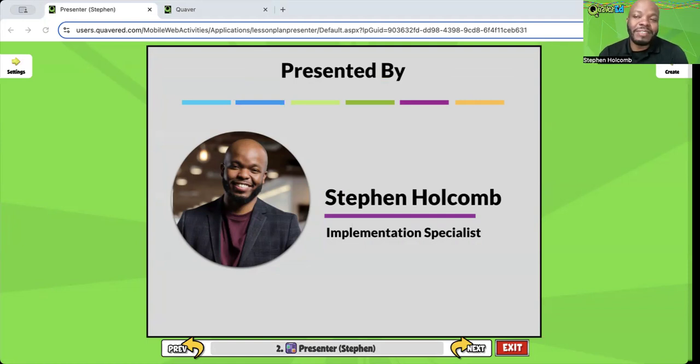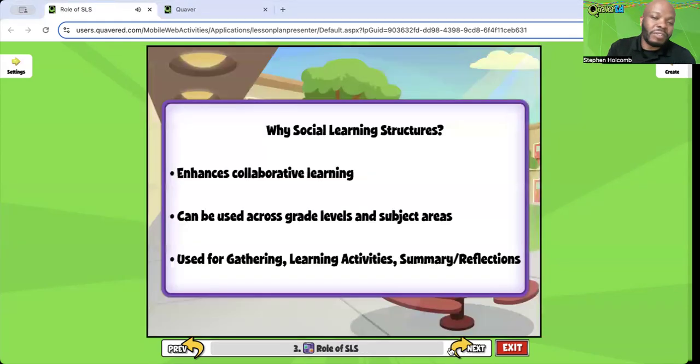Before we get into the various social learning structures, let's first discuss why they are important for your classroom environment. First, the intention of having a social learning structure is to enhance collaborative learning. We want your students to feel like they own their learning, and also we want you to feel like you can facilitate an environment where students are able to collaborate and freely share their ideas.